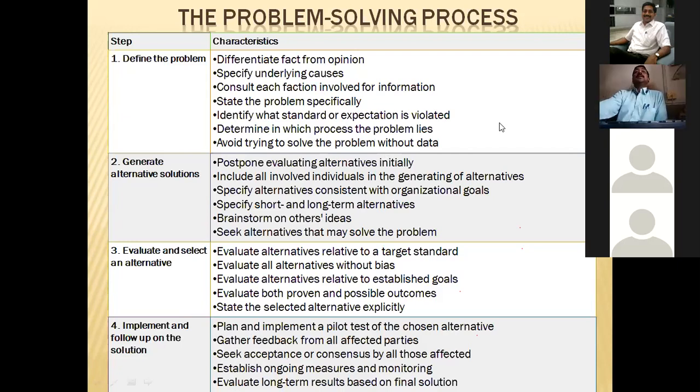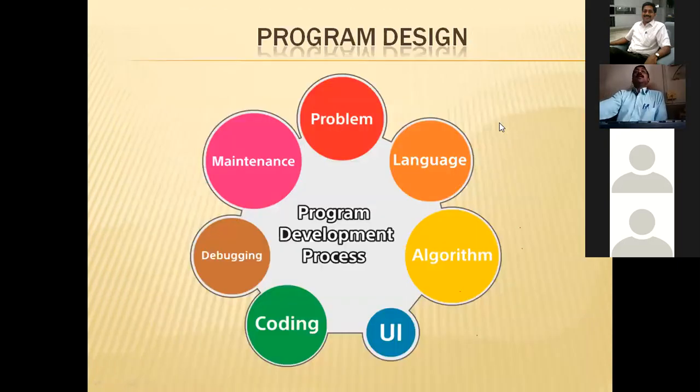Okay, then the next thing is program design. So what is program design? We know that a program is a step-by-step solution to solve any problem, or you can say it is a step-by-step solution for solving any problem in computers. Okay, let us see here. This is a circle given here.